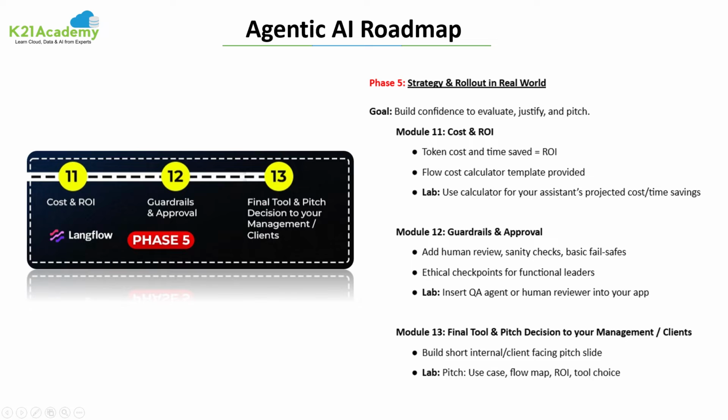So the first step in this phase is to calculate the cost and return on investment, ROI, of your AI system. So you can be working with tools that can help you determine things like token costs, which means how much it costs to run the AI, and then time savings, which is how much time the AI is saving you. So having the ROI calculations ready will help you justify your work and make sure you're adding real value.